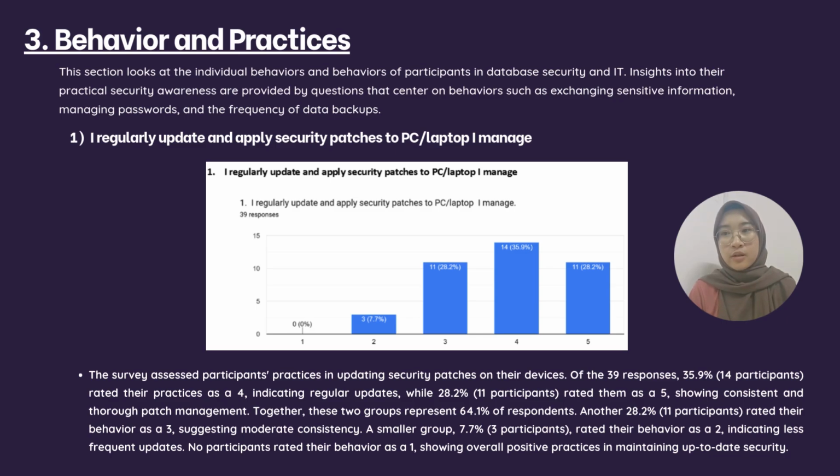The survey showed that 14 participants with a rating of 4 regularly update the device, and 11 participants with a rating of 5 update thoroughly, making up 64.1% with strong practices. Another 11 participants show moderate consistency with a rating of 3, while 3 participants update less frequently with a rating of 2. No one rated their behavior as 1, indicating overall good habits. Some participants could still benefit from more training to improve consistency.